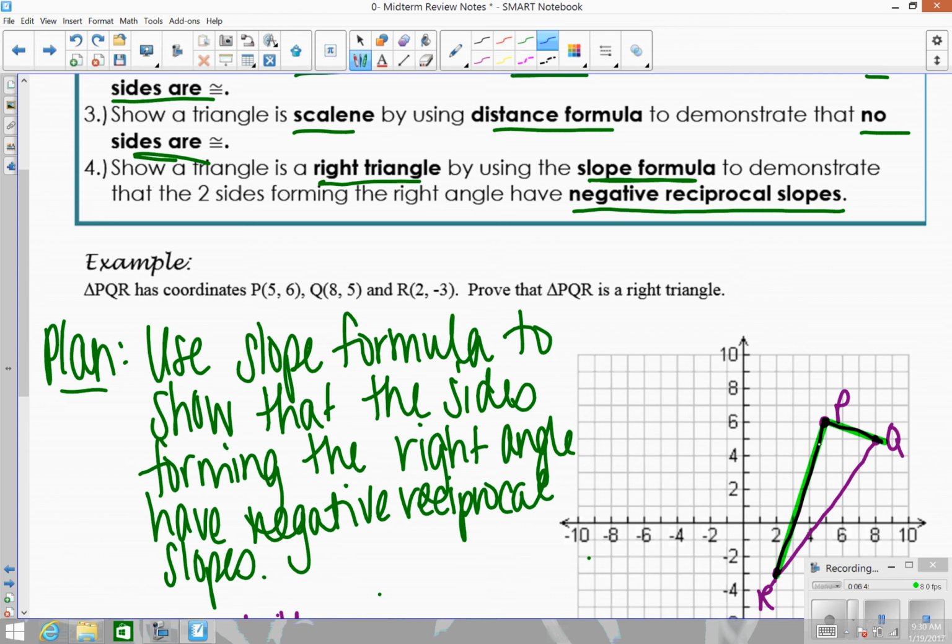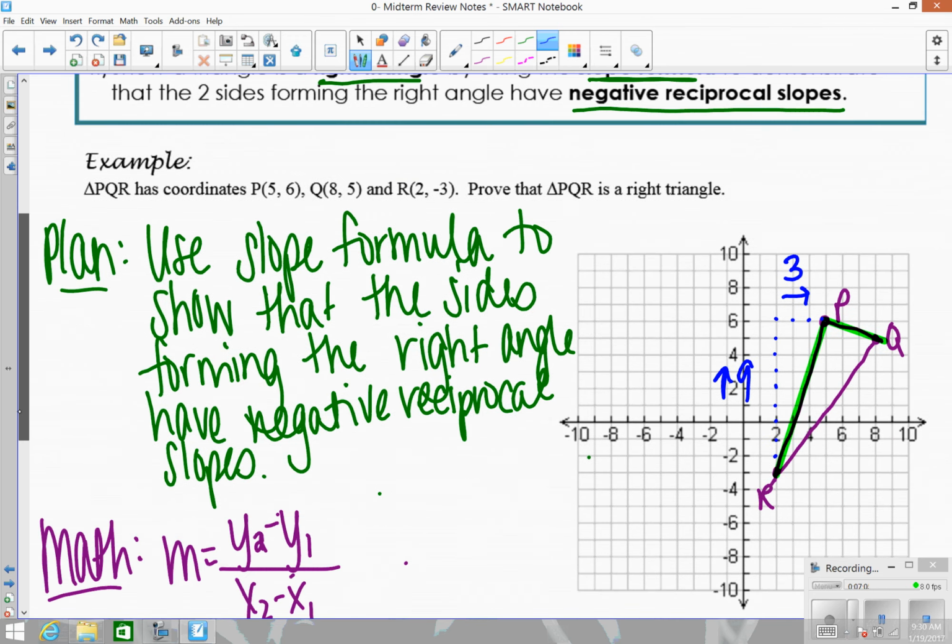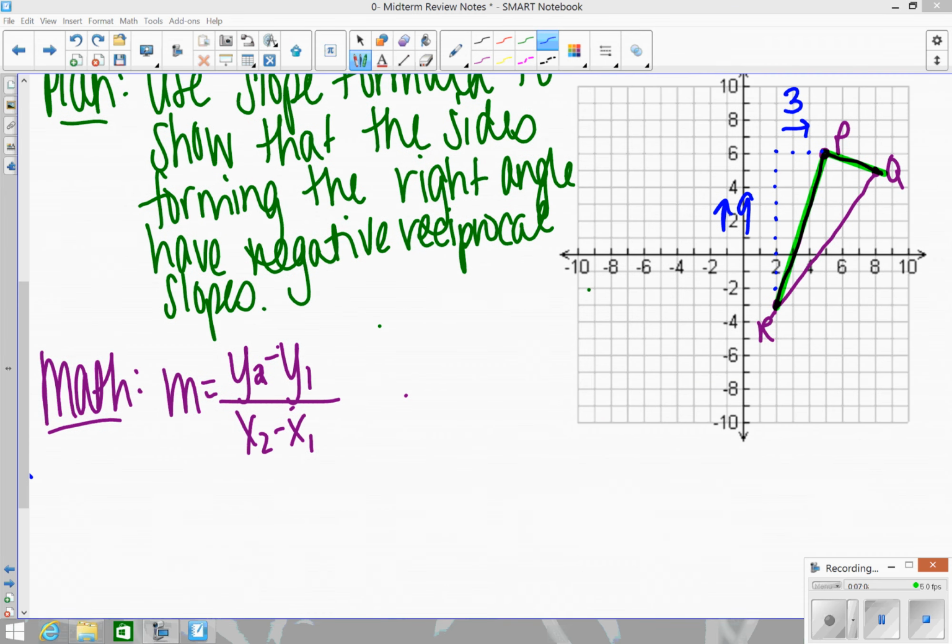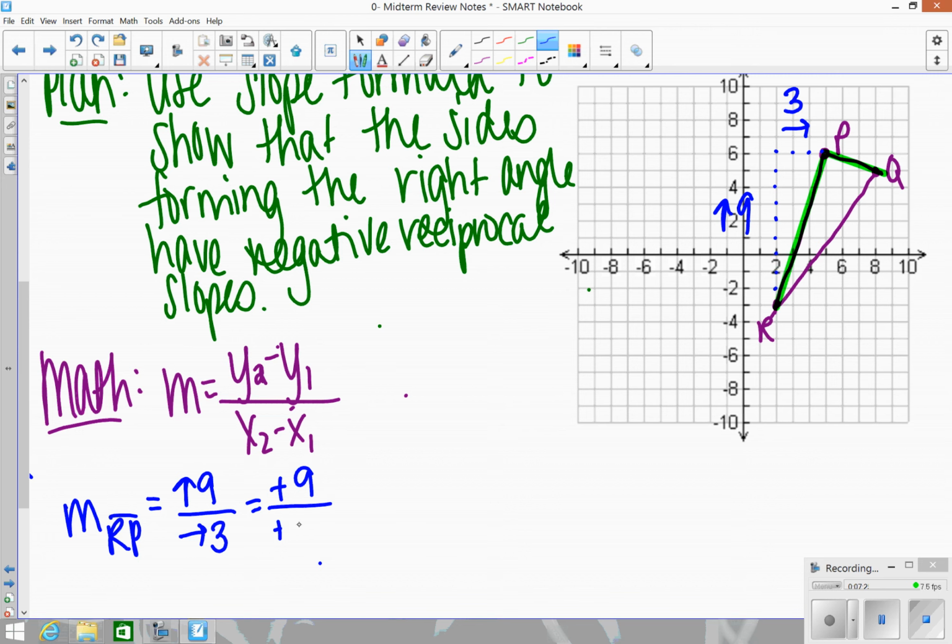So if I start with this side here, I'm going to have to count from R. So up 1, 2, 3, 4, 5, 6, 7, 8, 9. So it's up 9, then over 1, 2, 3. So that slope there for RP, make sure you label what slope. So M stands for slope, RP is the segment we're looking at, is up 9, right 3. So up tells me it's positive 9, right tells me positive 3. So divide those, you get positive 3.